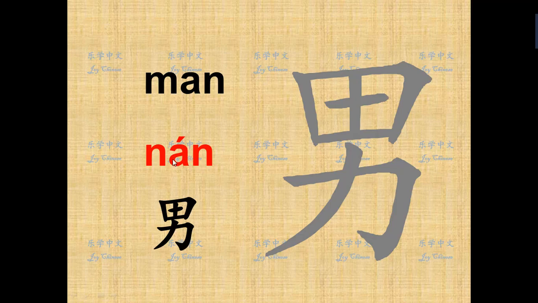男. This one is relatively simple. I will show you how you are going to write it. We start from the top part first. First stroke, second one, third, fourth, and fifth. So this is the tian. And the bottom one means power, li. Li. So it's two strokes.